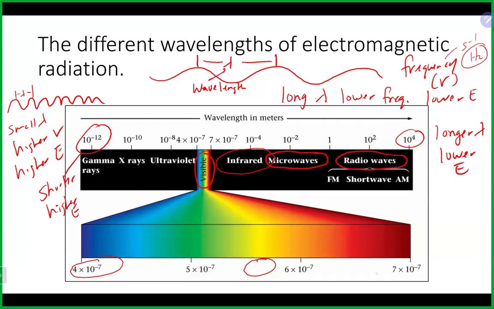Our friends Roy G. Biv: red, orange, yellow, green, blue, indigo, violet. Even colors have differences in energy. Red has a longer wavelength than violet, which has a smaller wavelength. Which color has more energy? Red or violet? Violet, yeah. So violet has more energy.